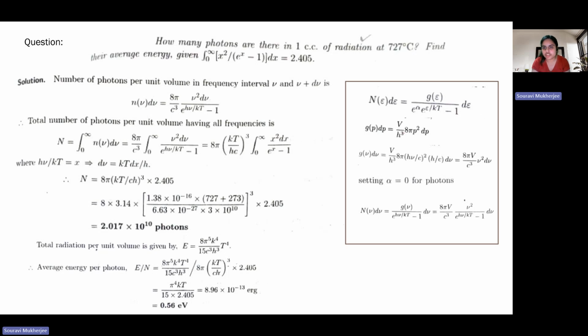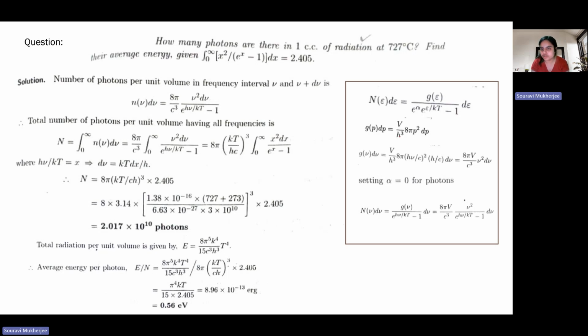If you have to write it, you can write it in the energy space. You can also write it in the momentum space. So you can write g(p) dp, which is typically 4 pi p squared dp times V by h cubed. And now because it's a photon, you have a plus and a minus coming up.